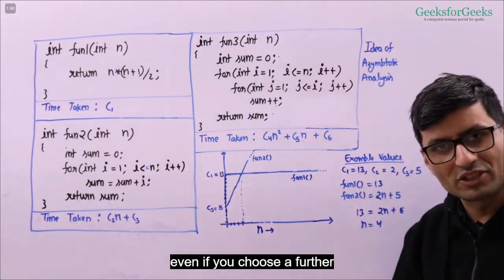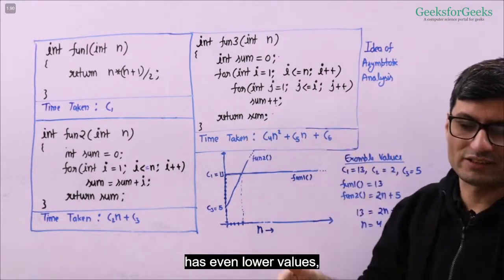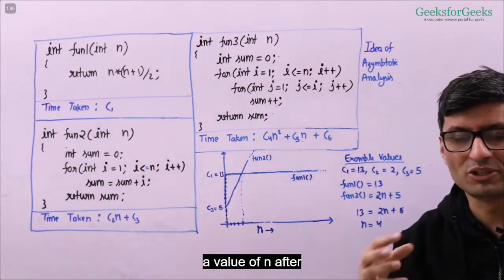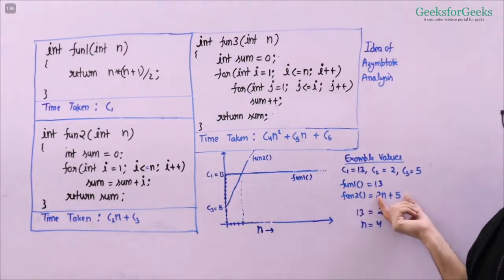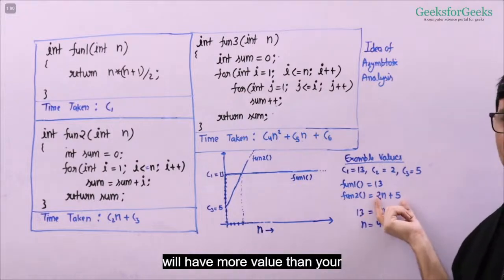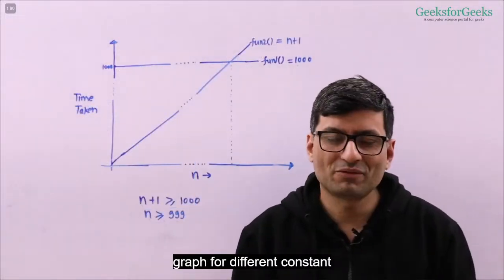Now, even if you choose an even slower machine, say you have n equal to 1000 and your friend has even lower values, even in those cases, there would be a value of n after which this expression, because this is growing with n, right? And this is constant. So there would be a value of n after which this expression will have more value than yours. Here, I have redrawn the graph for different constant values.